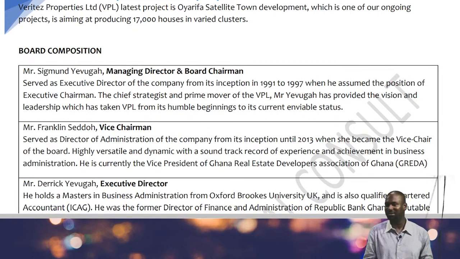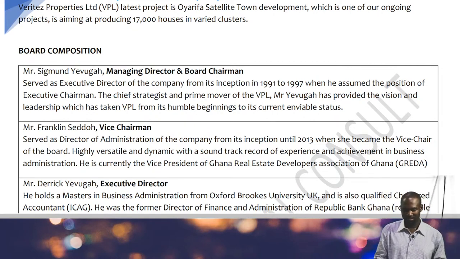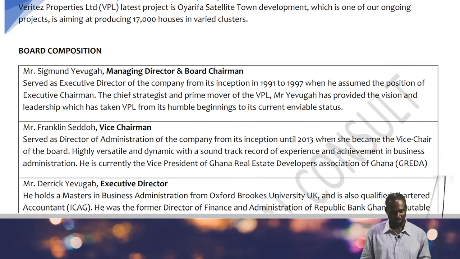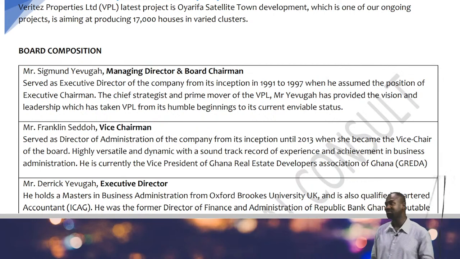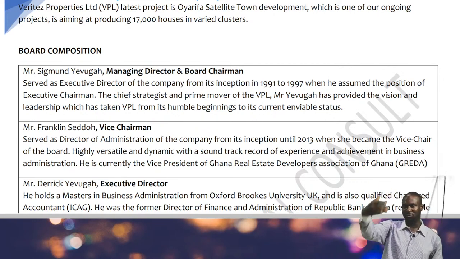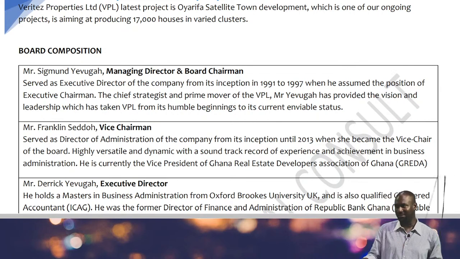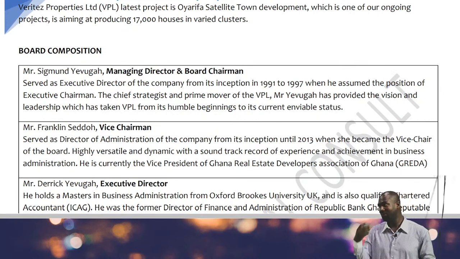17,000 houses. That's very ambitious. Is that clear? In varied clusters. Okay? So they have the board. So this will bring about governance issues. For those of you who are the normal class students, we haven't discussed governance, but look at the issues here. We'll be discussing them in future.